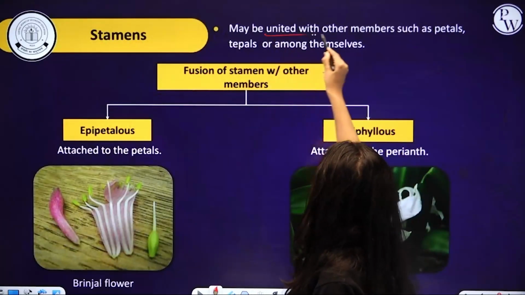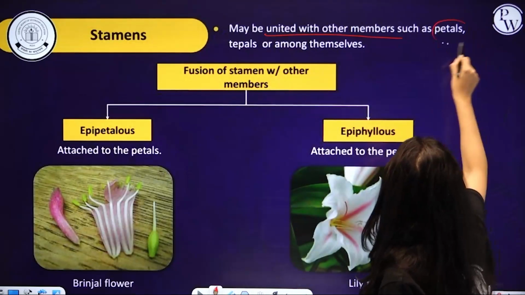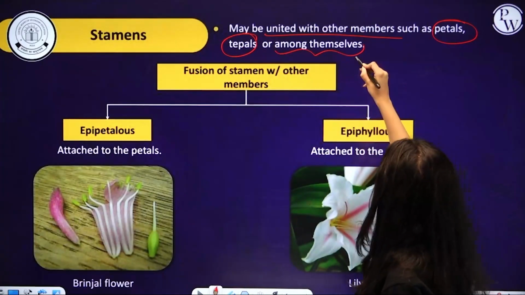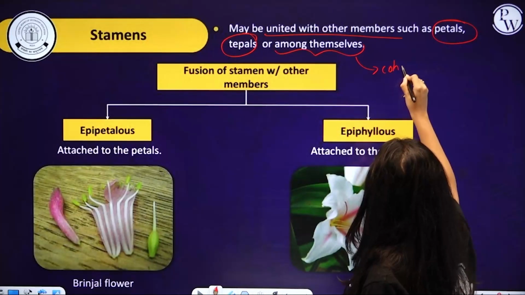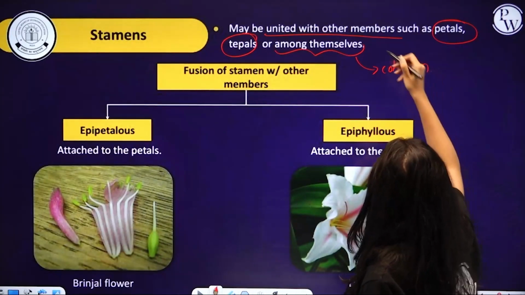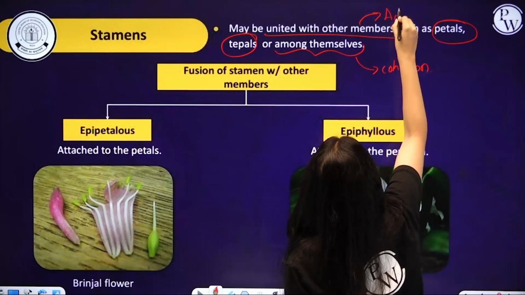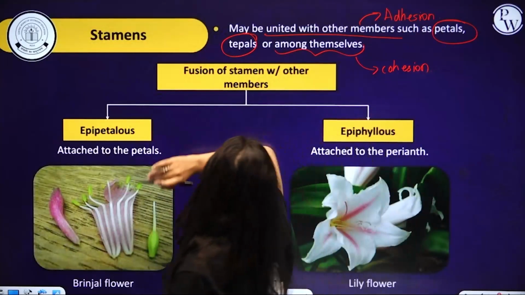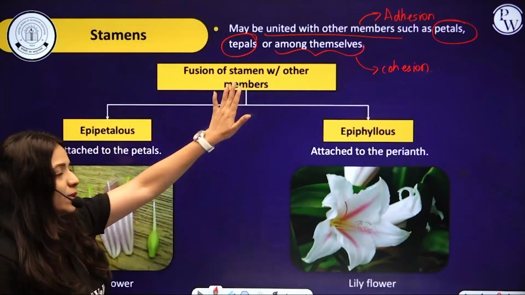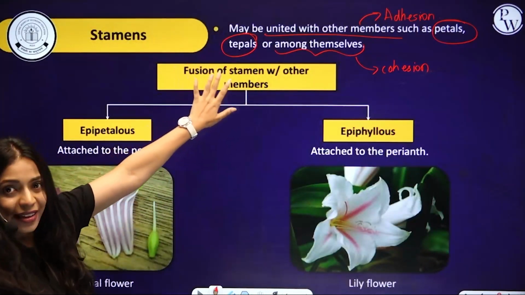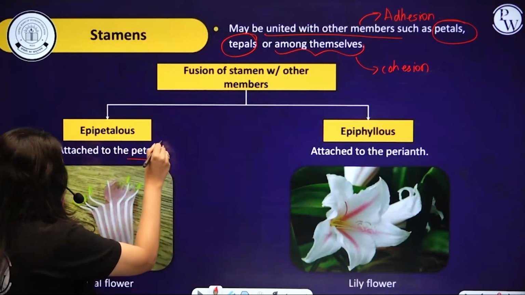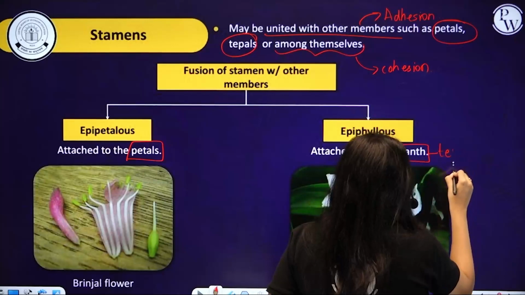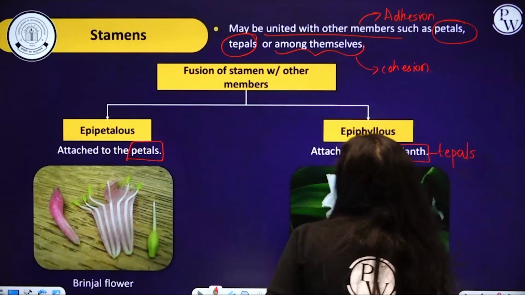Sometimes stamens may be united with other members such as petals or tepals, and sometimes they are united among themselves. If they are united among themselves, we refer to it as cohesion. If it is other members, we call it adhesion. Okay, first let's learn about adhesion, fusion of stamen with other members. It can either be fused with the petals or it can be attached to the perianth, whose units are called tepals, like I already told you.